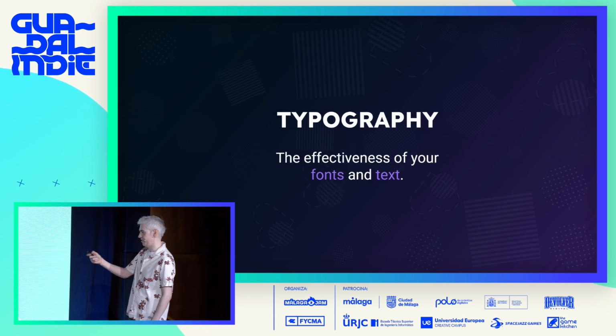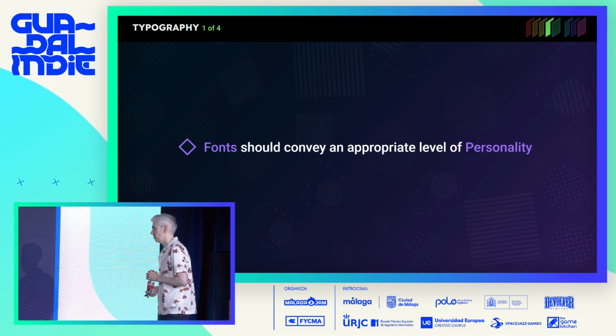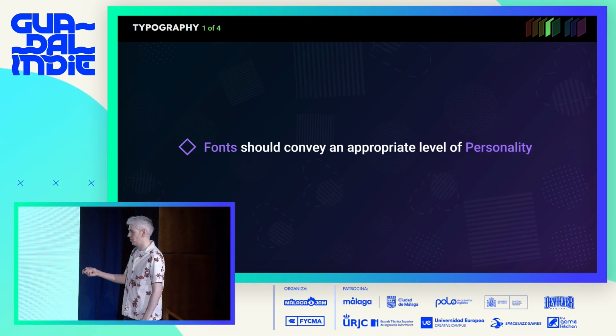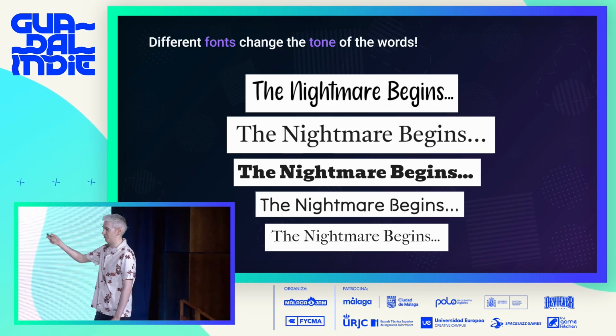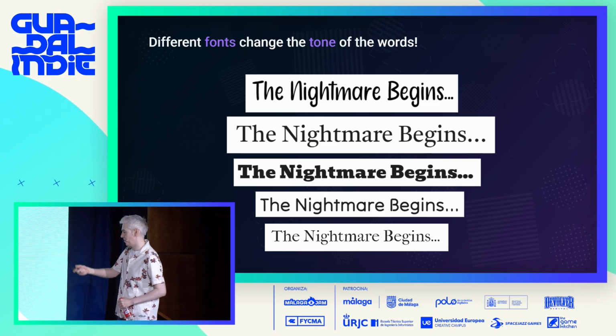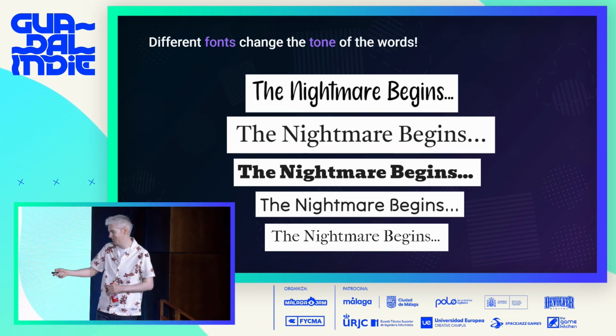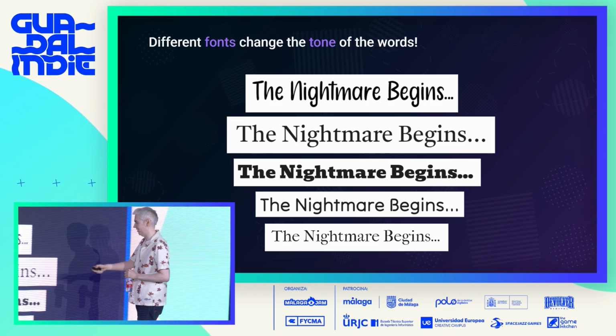Principle number 4, typography. The effectiveness of your fonts and text. So fonts should convey an appropriate level of personality, obviously. Different fonts change the tone of your words. So if you're creating a horror game or something like that, you don't want to use Comic Sans or something really sort of rounded and friendly like that.